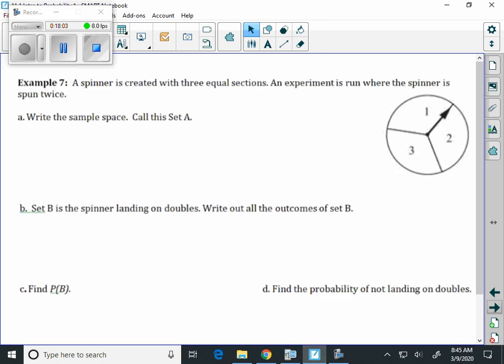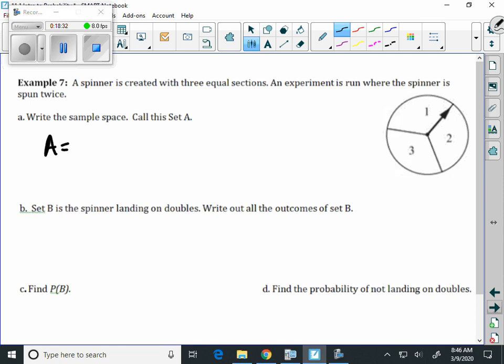We look at number 7. A spinner is created with 3 equal sections. An experiment is run where the spinner is spun twice. So the first part is write the sample space and call this set A. So if we write the sample space and we call this set A, be very, very careful in terms of listing them, because you want to go in order on these.